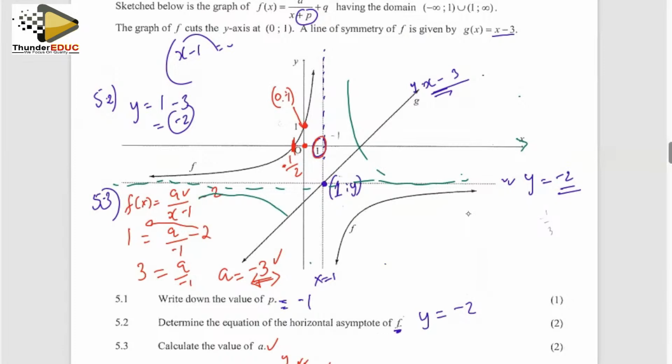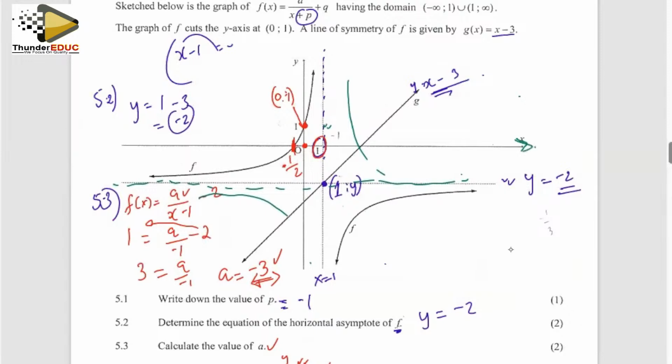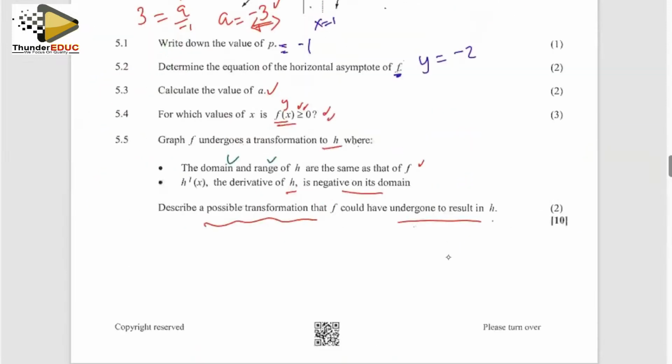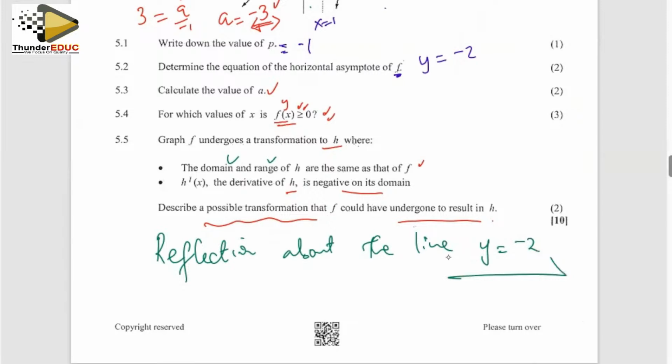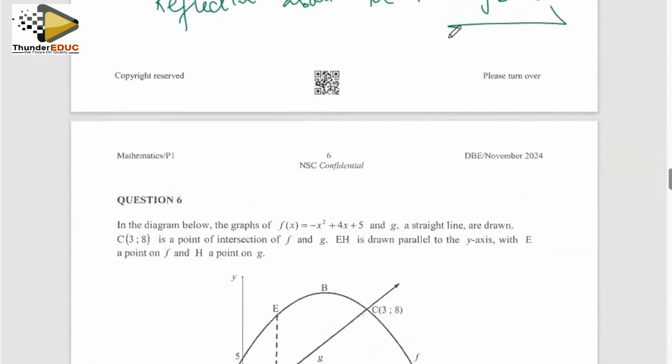In that way, we have preserved our domain, and then we've also preserved the range because they told us the domain and the range will be the same. Reflecting about the x does affect the range, okay? Reflecting about the y will affect the domain. So the easiest way or the quickest answer was just a reflection about the line y is equal to -2, or reflection about the horizontal asymptote. So that was what was expected with that for question 5.